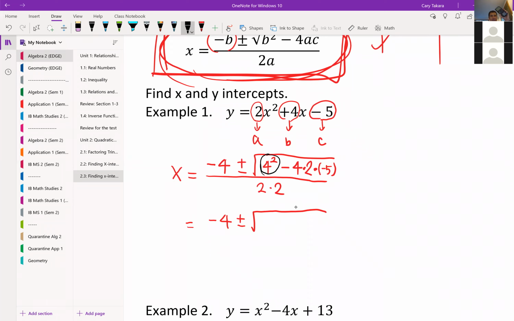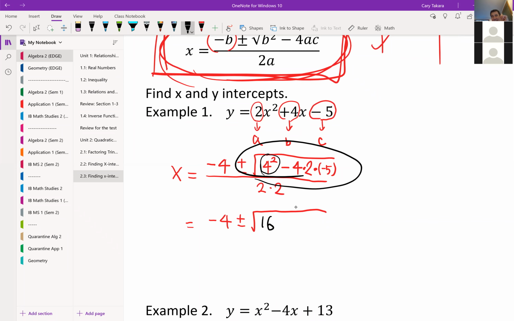If you have a graphing calculator, or even just a good scientific calculator like this, you can type in this whole expression right here: 4 squared minus 4 times 2 times -5, with parentheses. And you should get the right answer. But if you're going to break it down, it's going to be 16.